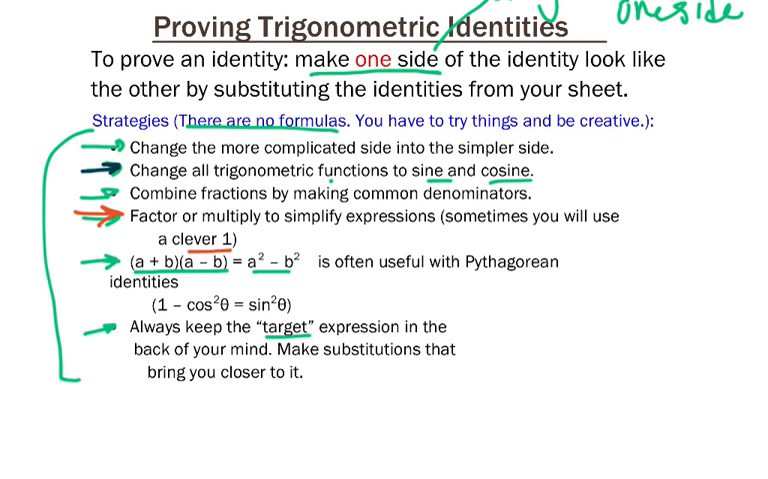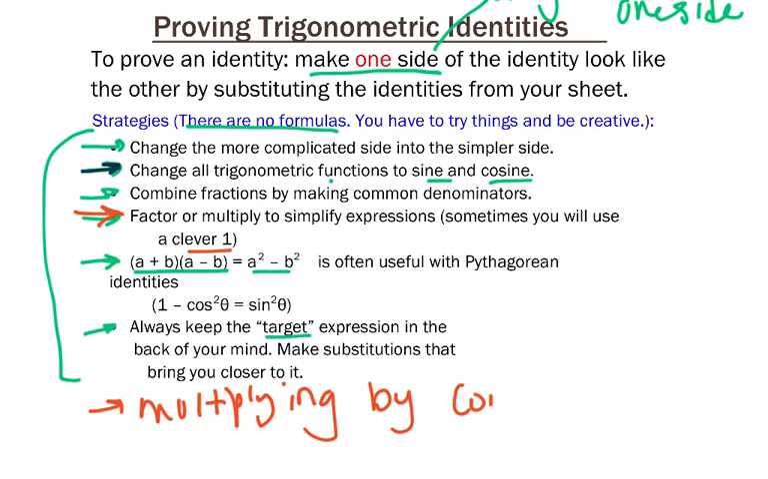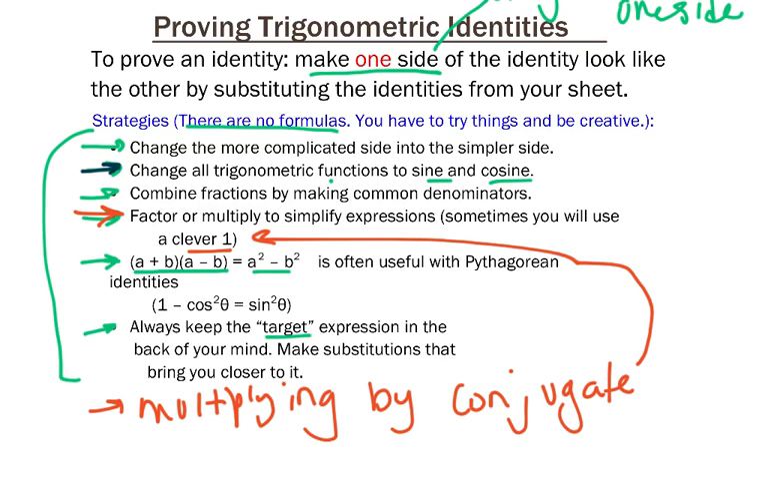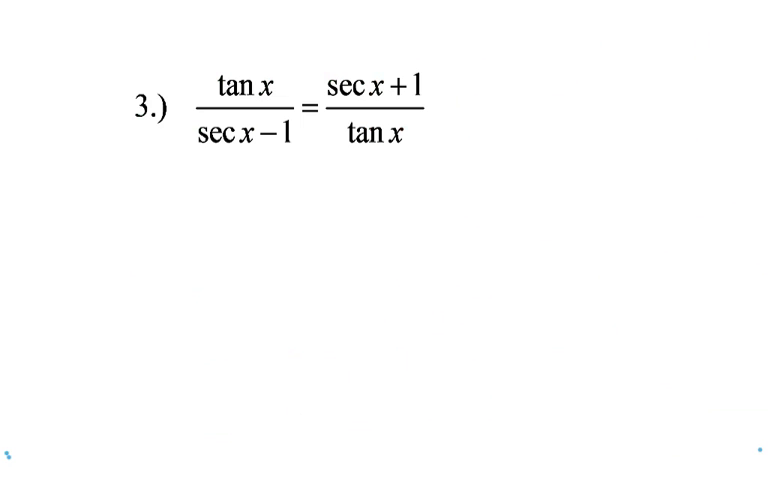This one's not actually on here, but multiplying by the conjugate. It's technically this one. So if I take a look at this one, what I'm going to do is multiply by secant plus 1, because notice plus and minus are the opposite, that's its conjugate. And then we've got secant x plus 1 here as well.